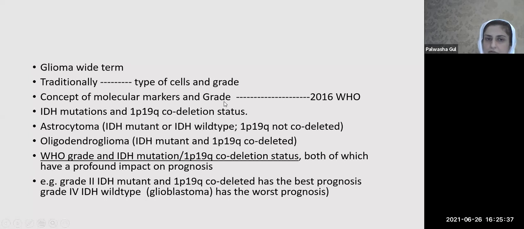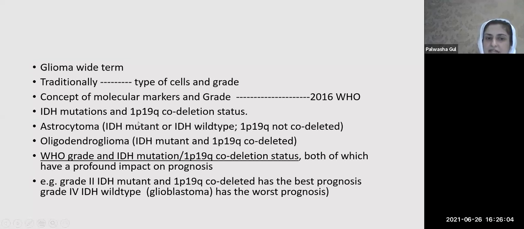Grade we already know, it's grade 2, 3, 4. And then molecular markers, this IDH mutation that everybody is talking about these days. And very soon your FRCR examiners are also going to talk about it, okay? So let's say we are thinking and talking about astrocytoma. So astrocytomas could be IDH mutant or these could be wild type. But by definition, these should not have 1p19q codeletion, okay?